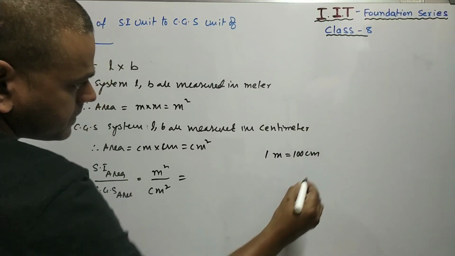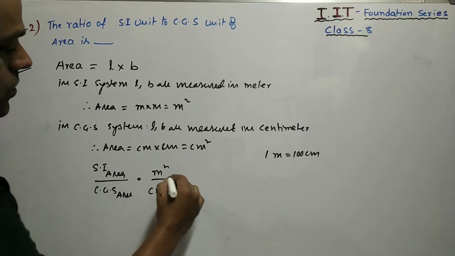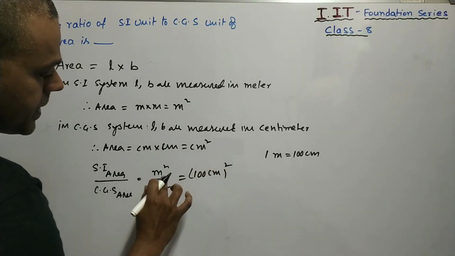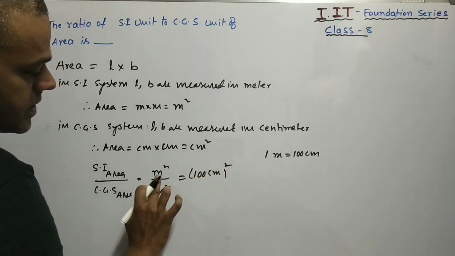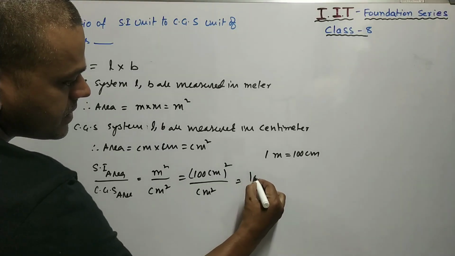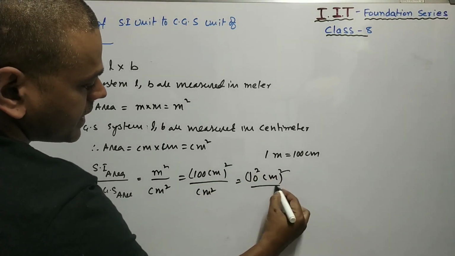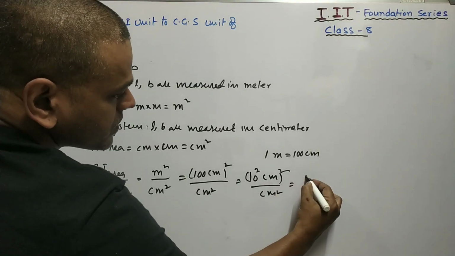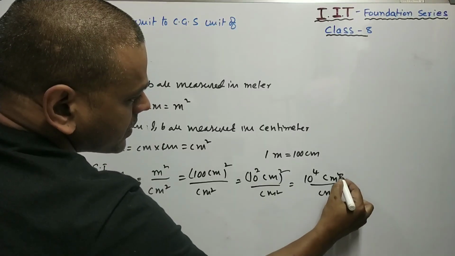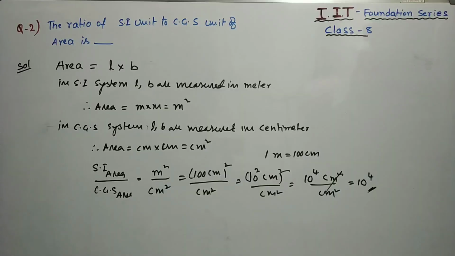But you know one thing, 1 meter is equal to 100 centimeter, isn't it? So I have to convert meter into centimeter. So 1 meter equal to 100 centimeter, whole square, because here it says 1 meter square. So 100 centimeter square by centimeter square. 100 means 10 square, square by centimeter square. So 10 square squared means 10 power 4 into centimeter square by centimeter square. These two are cancelled. So the answer is 10 power 4. Okay, that's it.